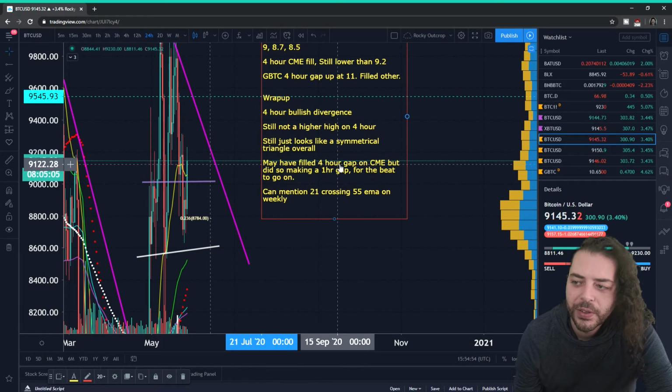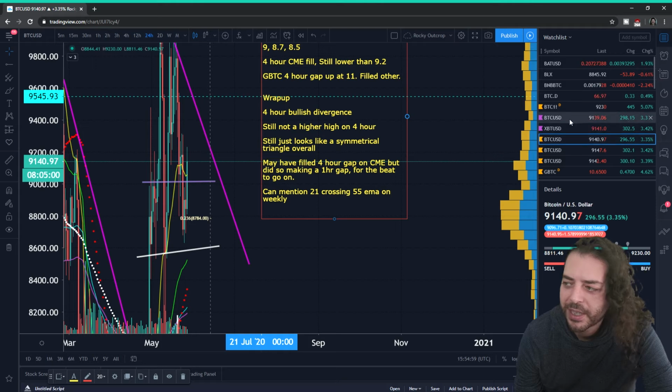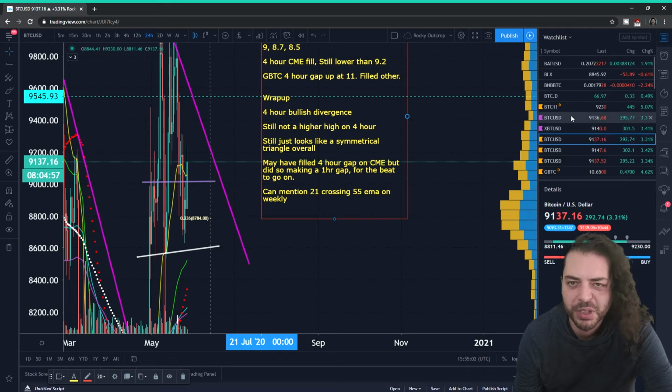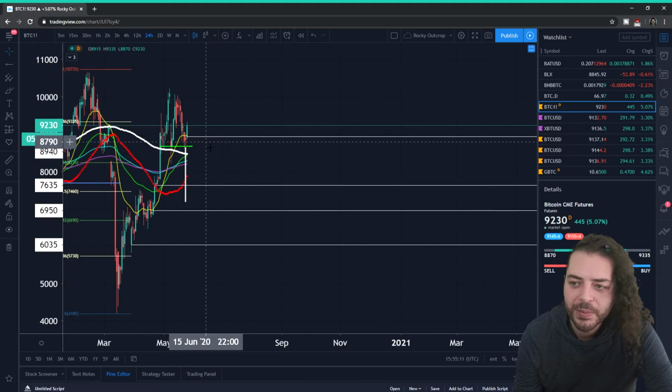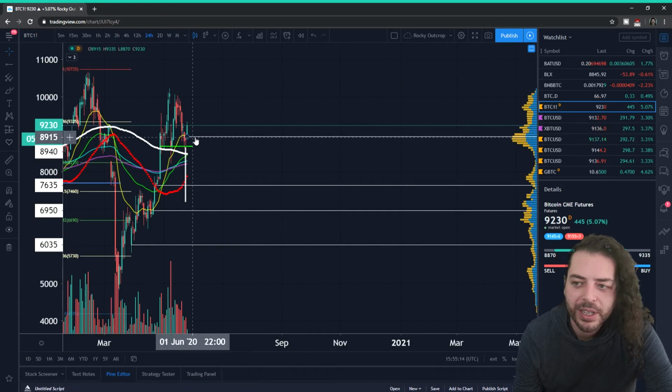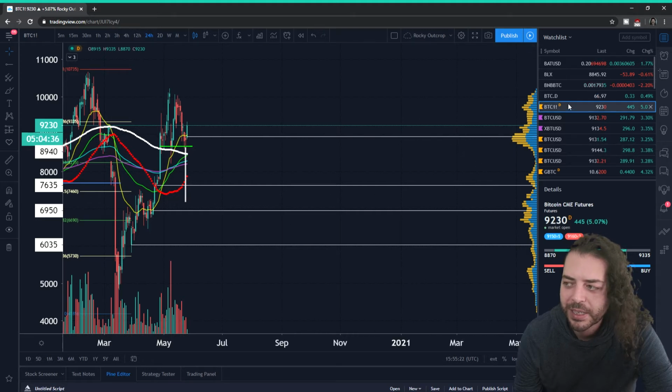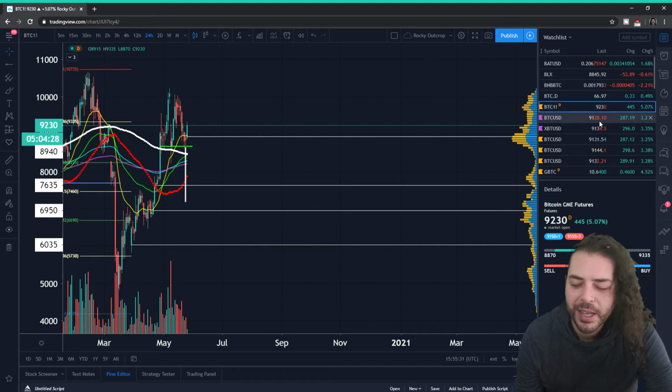So we may have filled the 4-hour gap on the CME, but did so making a 1-hour gap for the beat to go on. So just like I've been saying, in terms of the shape of the descending triangles, symmetrical triangle, whatever, this consolidation effect that's on the go, all that's boiled out of this is just the beat going on. And should this come back down to be filled again at some point in the future, then it'll just be more of the same. So we could look towards the 8,900 area as being a target. And of course, bear in mind that when we spoke about the backwardation yesterday, where the prices were actually lower on the CME than they were on spot, we can see they've gone back to how they normally are just now.